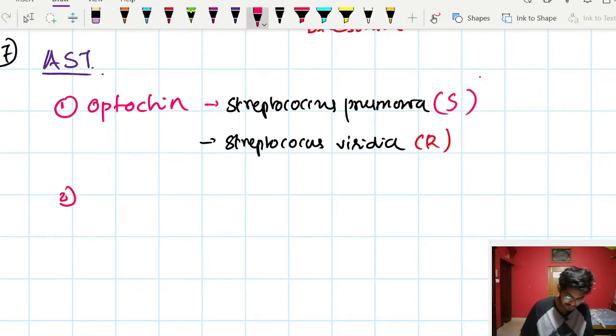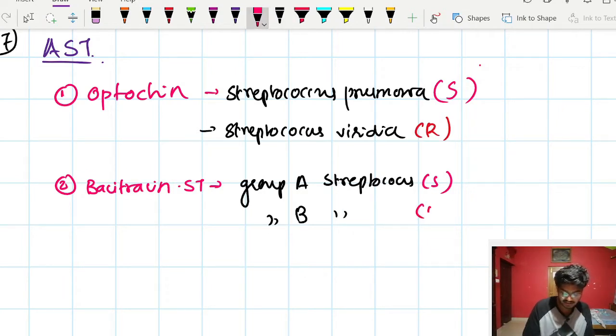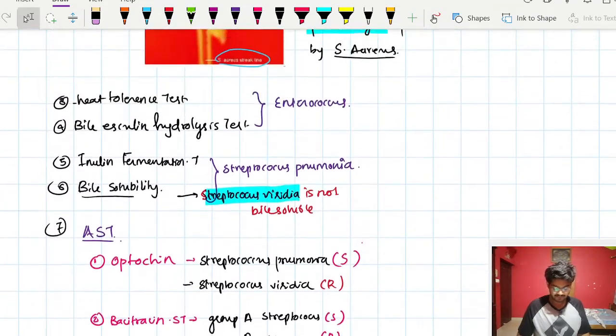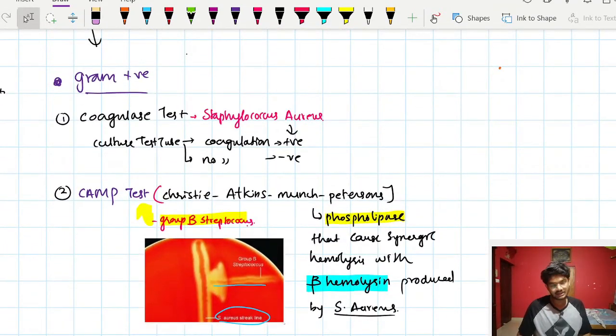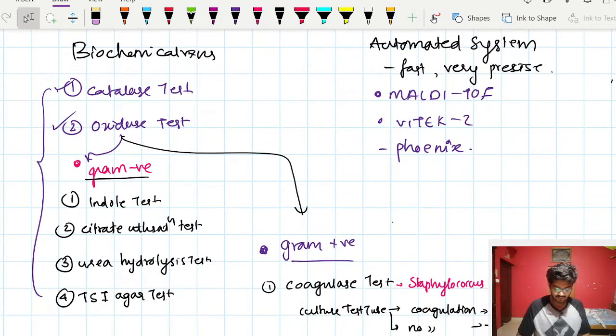Then the next one is the bacitracin susceptibility test. Usually it is sensitive in group A Streptococcus. Group A Streptococcus are sensitive, whereas group B Streptococcus are resistant. So we can differentiate groups A and B by the bacitracin susceptibility test. So these are the main 7 tests for differentiating gram positive bacteria. Let us discuss in detail about tests 4, 5, 6.